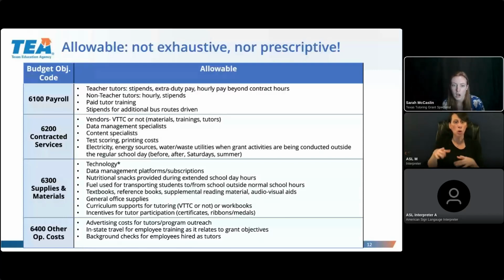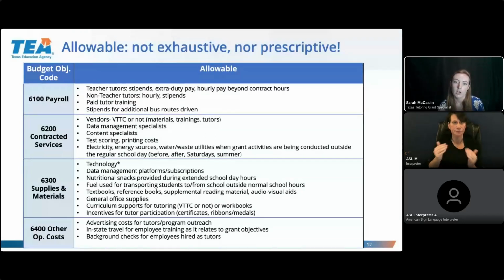Test scoring and printing costs are allowable. Electricity, energy sources, water, waste, utilities that are being encumbered outside of the regular school day can be charged to the grant as well. Technology, and there's a little note here. The technology, you'll need to keep local documentation that proves the purchase of your technology was in fact necessary to meet grant objectives. So just make sure that you're being adamant about making sure that your documentation expresses that you needed that.